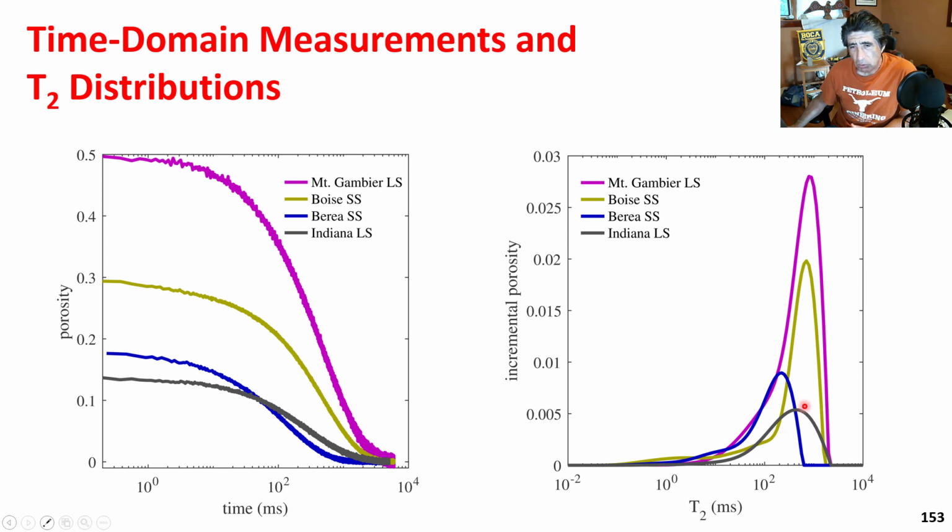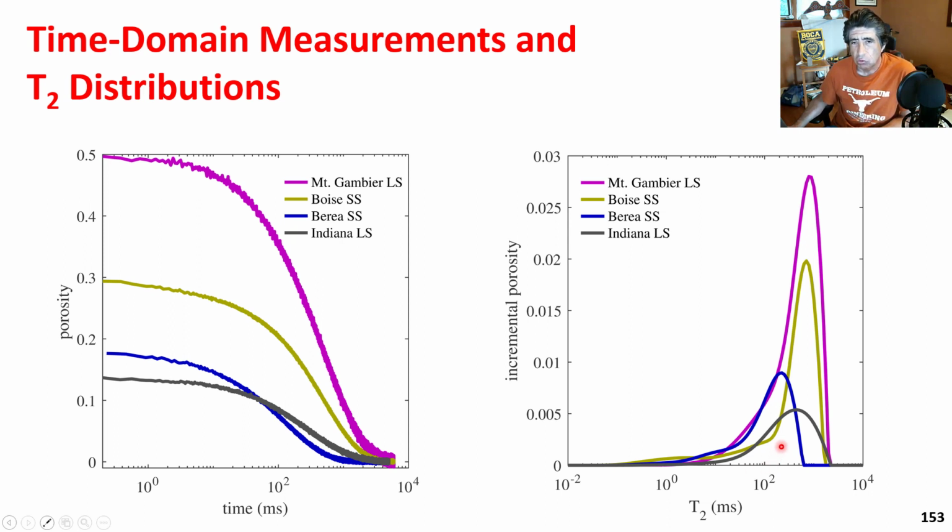And so that's what we look at. What is the symmetry of this distribution? Second, what time do we have for the dominant peaks of this distribution? And third, what are the amplitudes of the dominant peaks? So those are the properties that allow us to differentiate the different rocks in their pore size distributions.